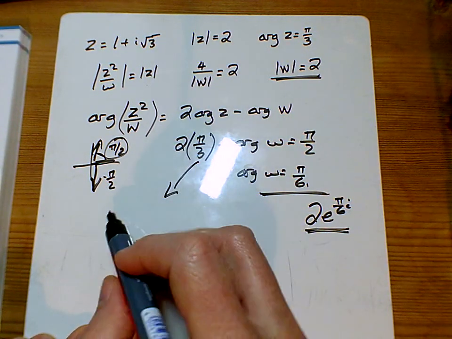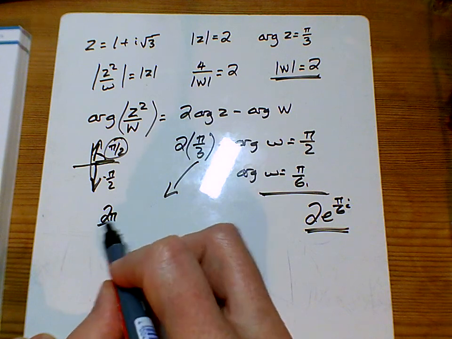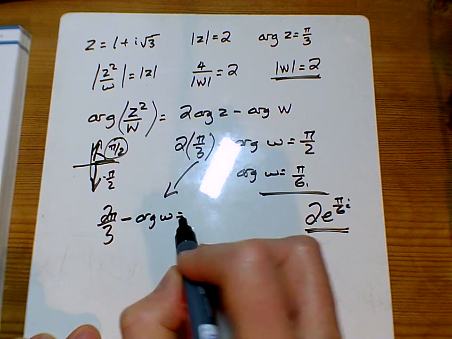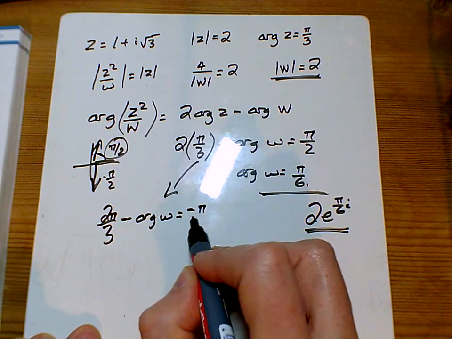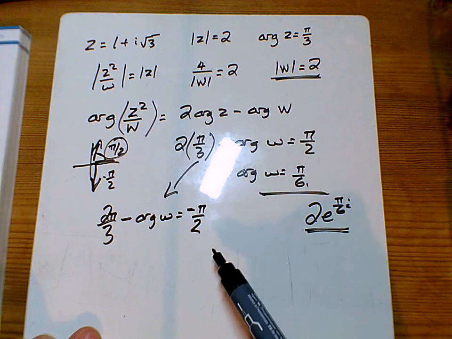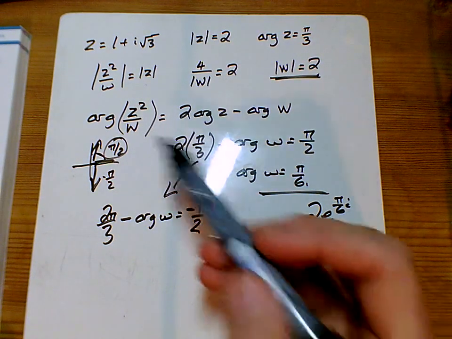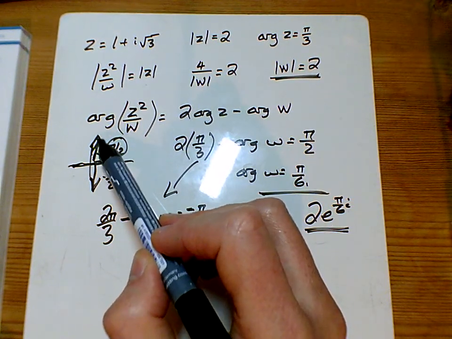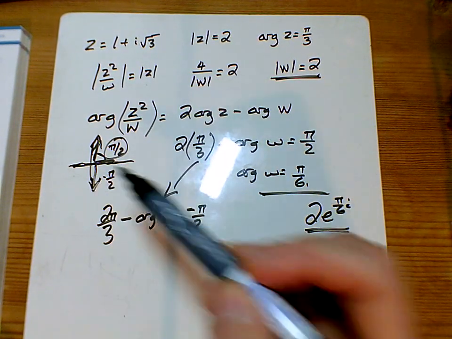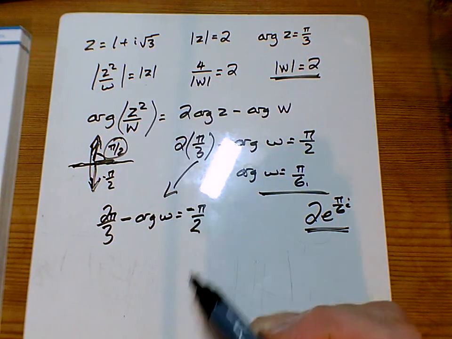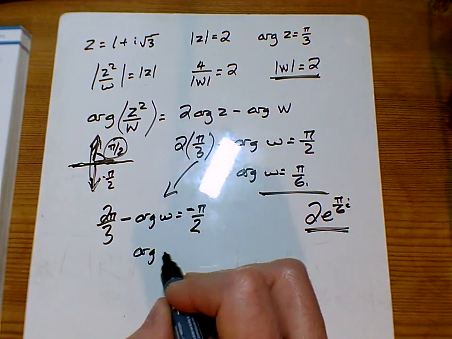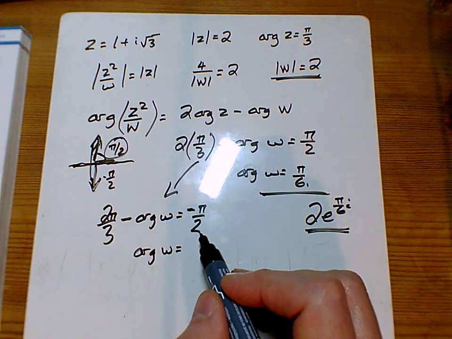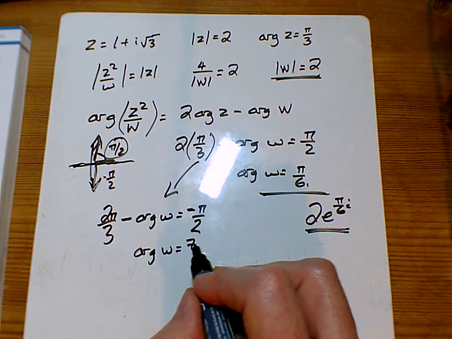So, rather than rewriting it all again, I think that's going to give me 2 pi over 3 minus the argument of w is equal to minus pi over 2. Just to clarify that, because I only got it as I was doing this, if there's no real part, it could be an imaginary part going straight up, or it could be an imaginary part going straight down. So that's why I've got this minus pi over 2 here. So that gives me the argument of w is going to be 7/6 pi.